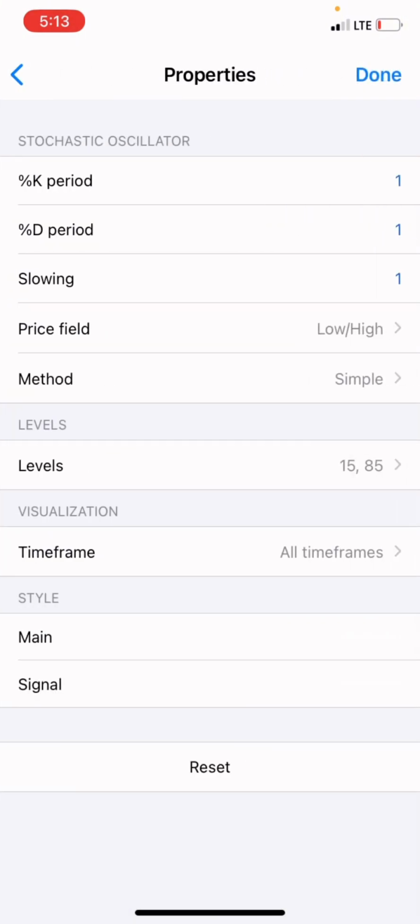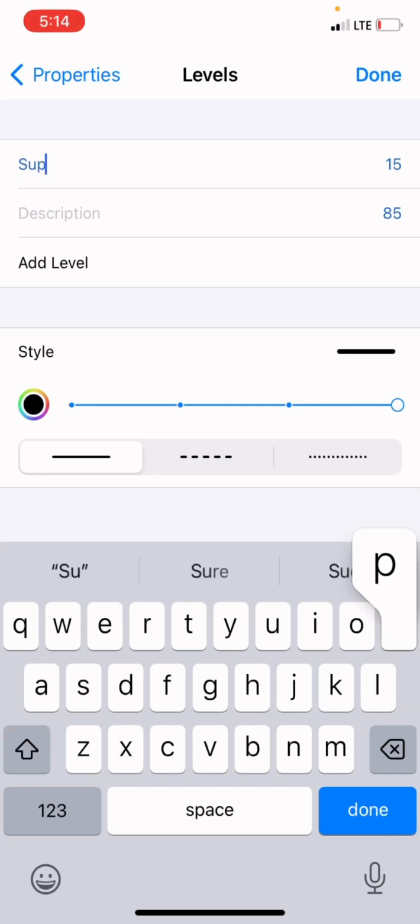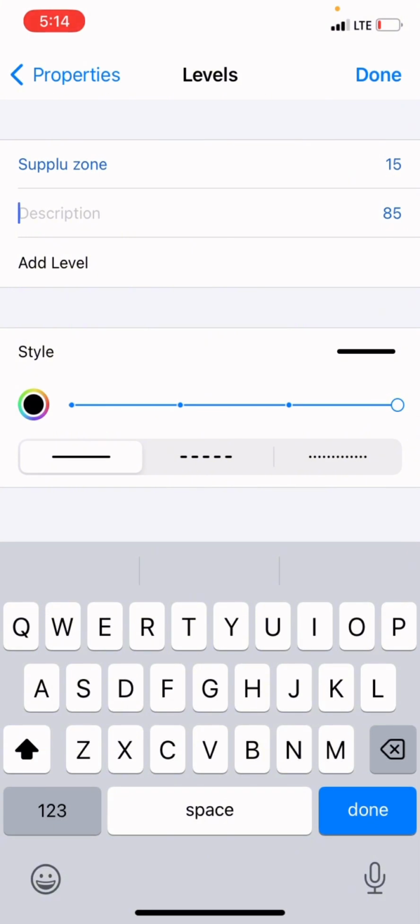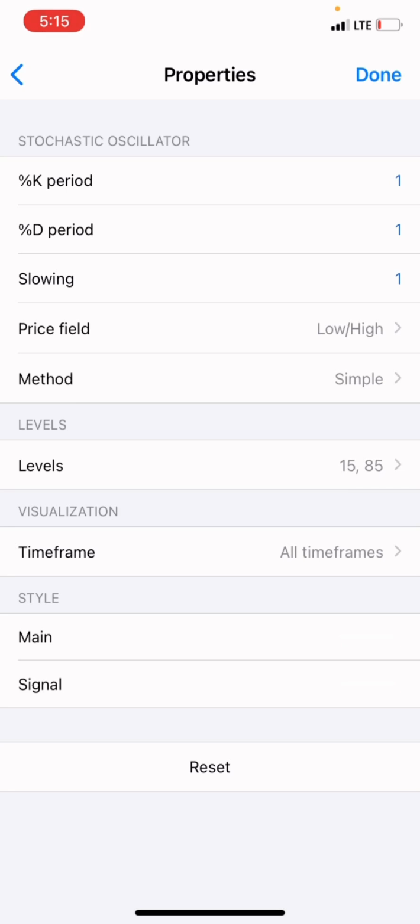We are going to be using K period of 1, D period of 1, slowing of 1, price field should be low high, method should be simple. Levels are needed here. Levels are important here, so you are going to be using level 15 and level 85. All right, level 15 should be our supply zone. Oh, sorry about that. Well, this should be our demand zone. For style, use any color that will pop. You can see I'm using black. If you're using the dark background, you can change yours to white. Make sure it is visible on your chart. So click done when you're done with that, and we are good.